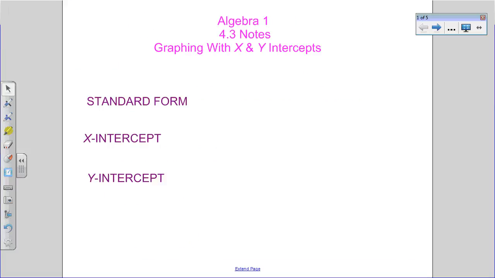All right, so this is lesson 4.3. Even though we're not doing a book assignment, guys, I still put the lesson number with it. So as you're working through this, if you can't remember what I said or what was going on, there are some more examples in the book.